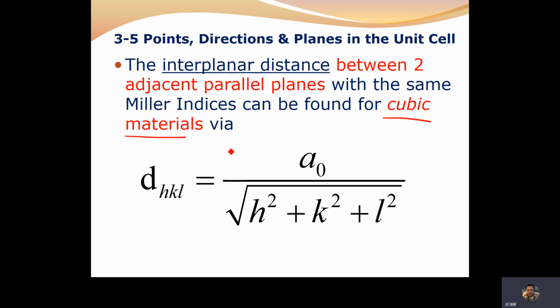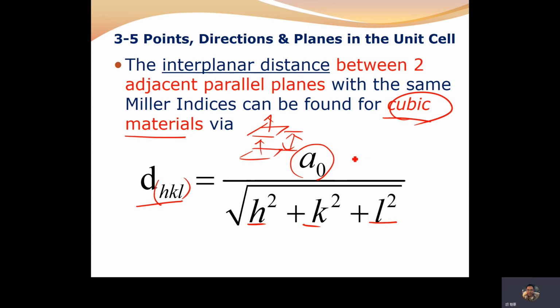You may have learned this in high school or freshman mathematics. Two planes are parallel. We can define a plane using its normal vector, and we can figure out the distance between two parallel planes. We can use the same math for the interplanar distance. We define it as d_hkl, where HKL are the Miller indices, and a0 is the lattice parameter, because it's a cubic system.